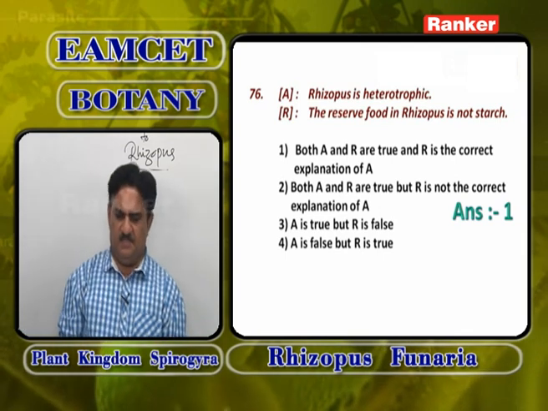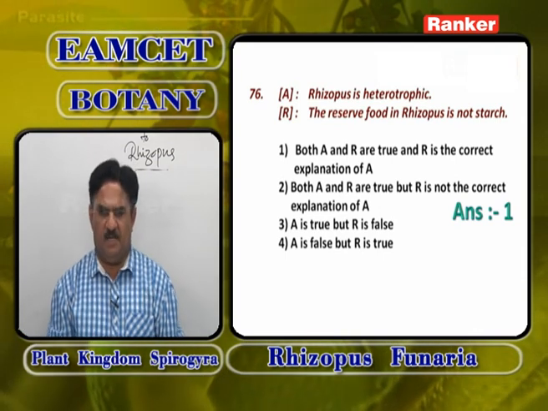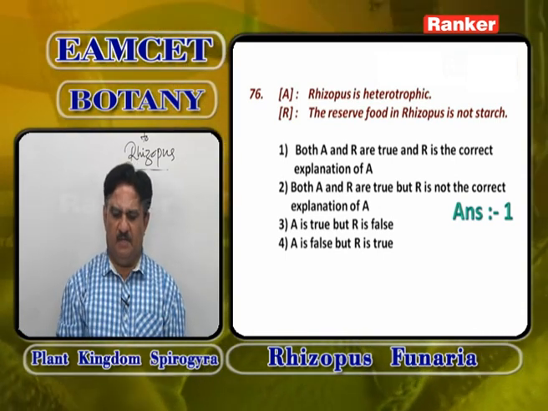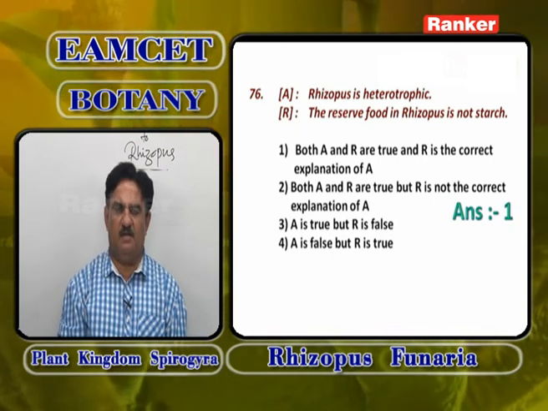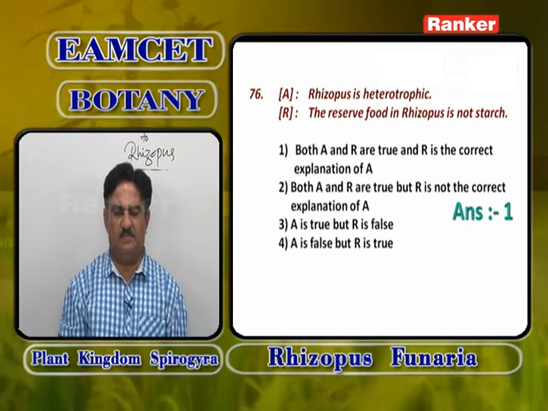So, Rhizopus is heterotrophic, correct. Because it is heterotrophic, the reserved food material is not starch, which is correct. So, both are related to each other. So, A and R are correct. R is not the correct explanation of A.